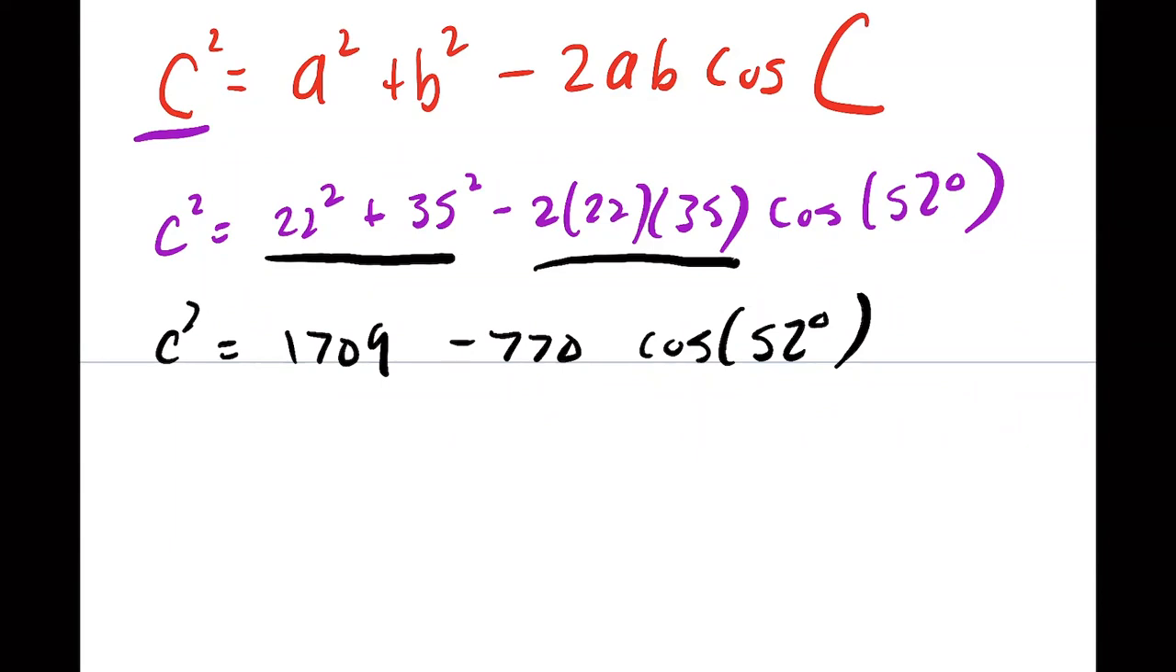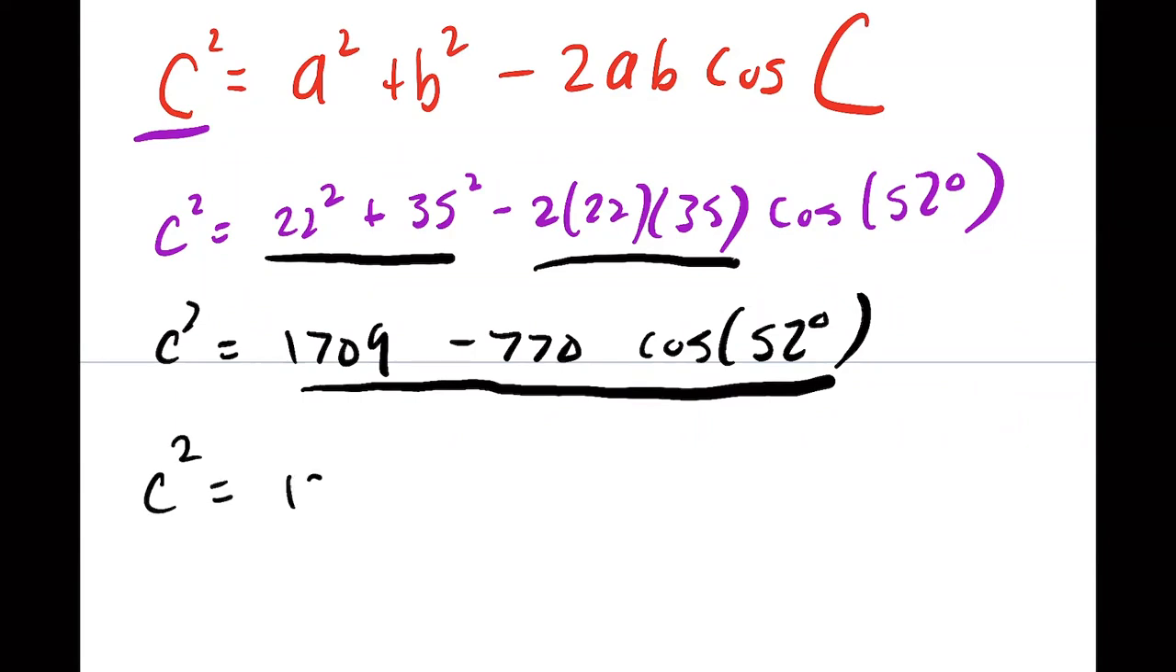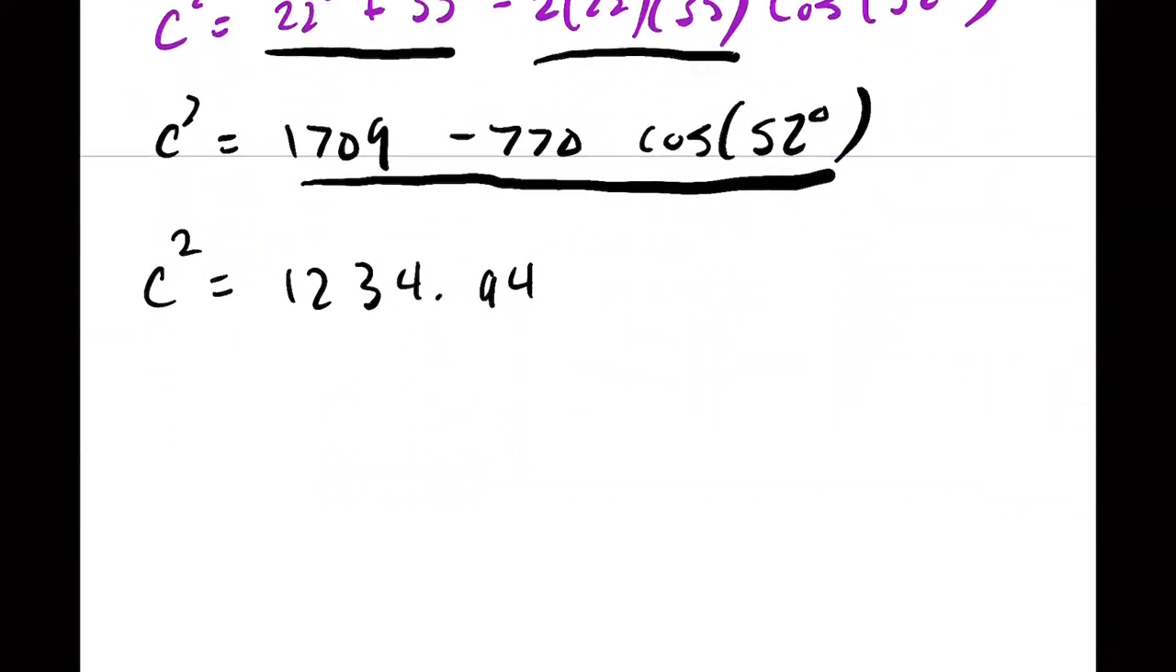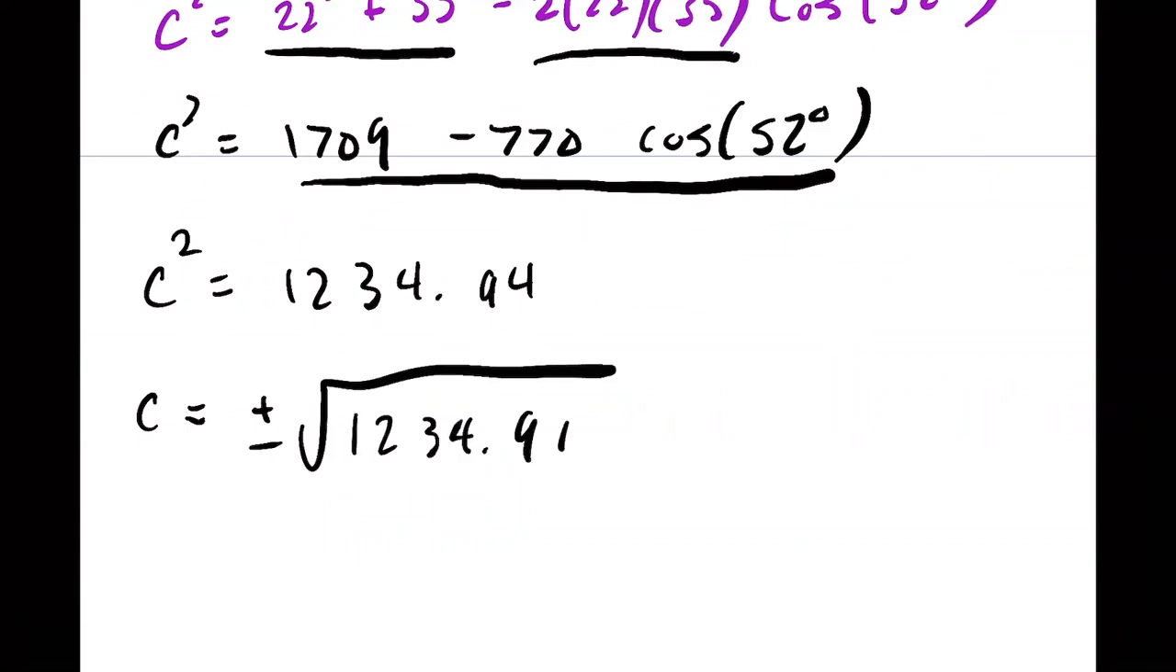Okay, and so simplifying this left-hand side here, again, we'll get c squared is equal to 1234.94. And so now we can finally find what our side C is. C is going to be equal to plus or minus the square root of 1234.94. And this is going to be equal to just about plus or minus 35.141.